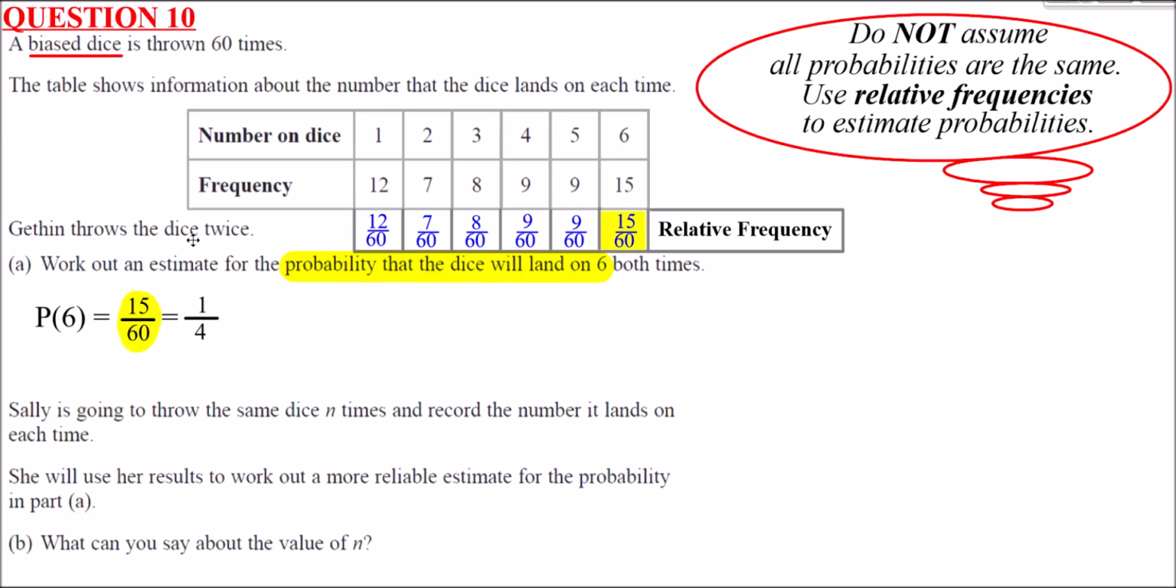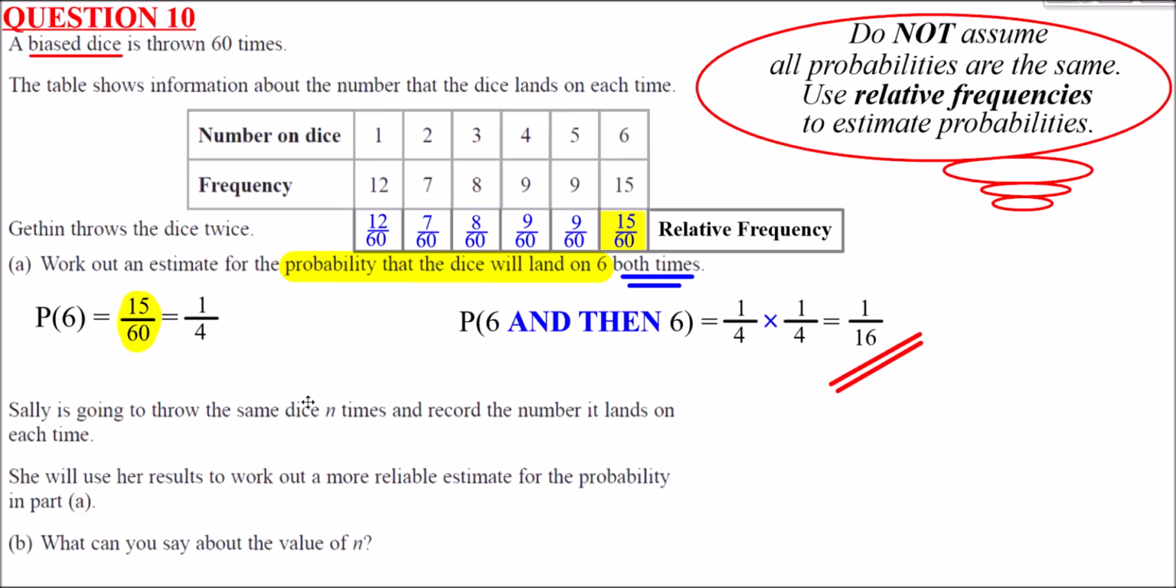Therefore, if she rolls it twice, and we want an estimate for the probability of landing on a 6 both times, we want a 6 first and a 6 again. So what we need here is a 6 and then another 6. So if it's one 6 and then another, I take 1 quarter and then multiply by another quarter. So this probability is going to be a quarter multiplied by a quarter, which is 1/16.